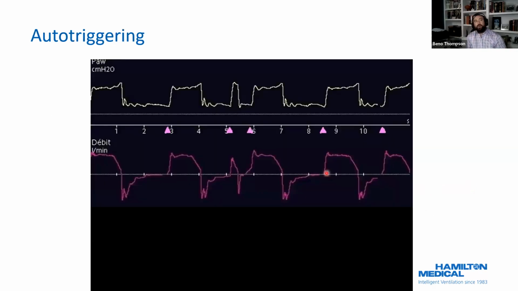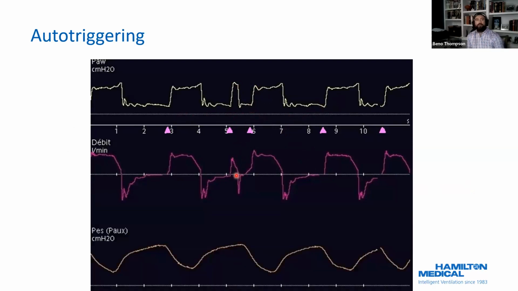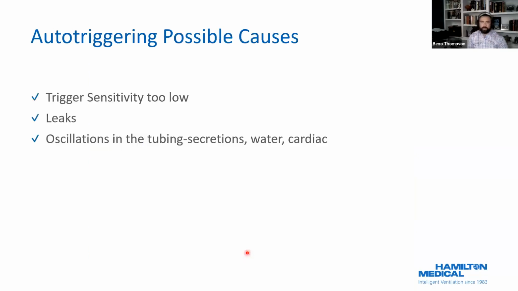All right, so looking at this auto trigger, you can see we've got it right there. And if you look here, not really a dip in pressure, whereas you got a pretty good dip in pressure there, right? Decent dip in pressure there. And then let's bring up our pleural pressure. So as you can see right here, patient's not making any effort, but yet there is a spontaneous breath being delivered by the ventilator. So how do we fix it?